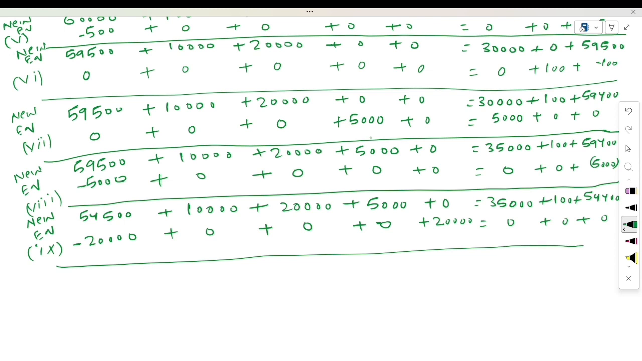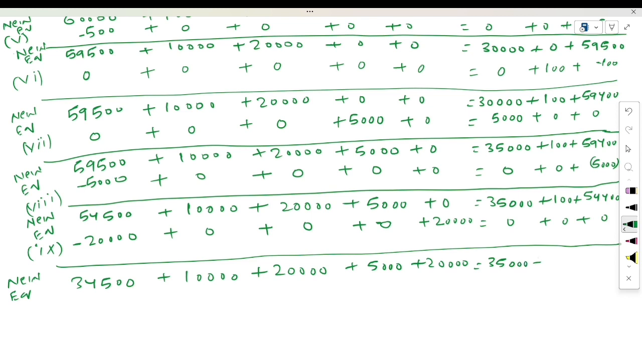Now come to the new equation. What will be the new equation? The new equation will be 54,500 minus 20,000, 34,500 plus here 10,000 plus 20,000 plus furniture how much? 5,000 and motorcycle how much? 20,000 is equal to creditors value how much? 35,000 plus outstanding rent how much? 100 plus capital how much? 54,400.